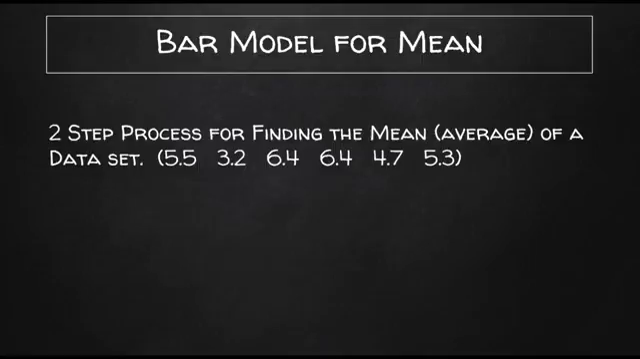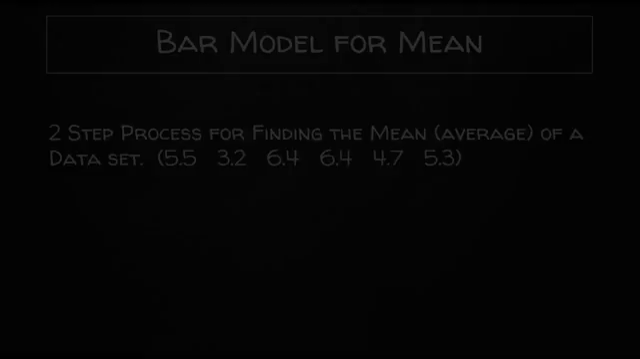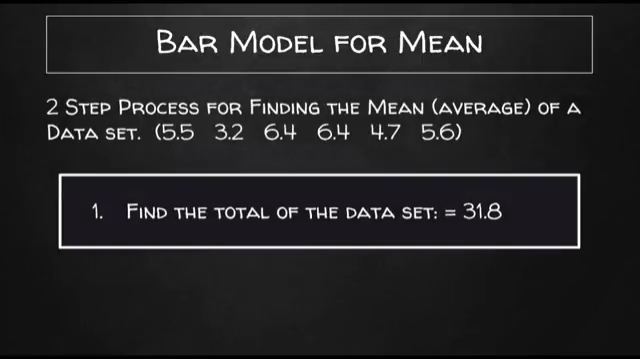So here we have a number set again. There are 1, 2, 3, 4, 5, 6 pieces to this particular number set. If we were doing this with a bar model process, step 1, we would find the total of the data set. In this case, 5.5 plus 3.2 plus 6.4 plus 6.4 plus 4.7 plus 5.6 gives us a total of 31.8. So the first step in the process is simply adding the data set numbers together.